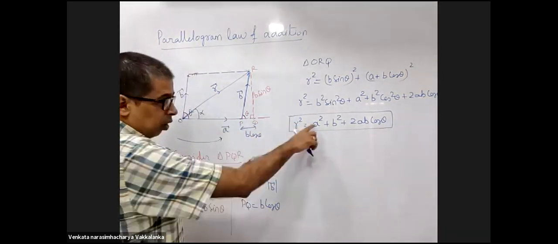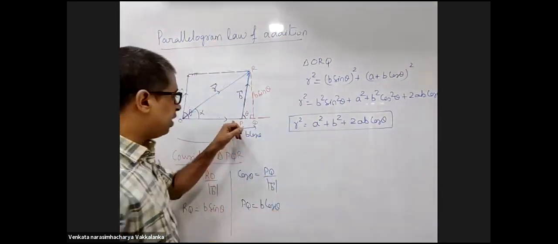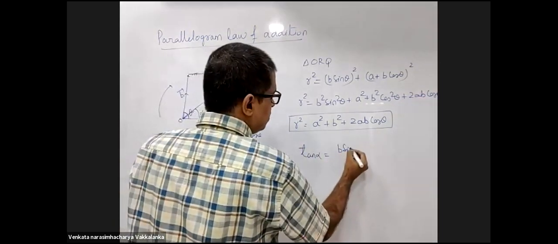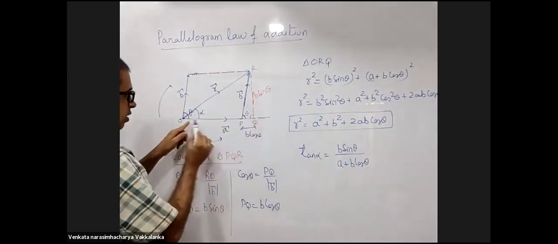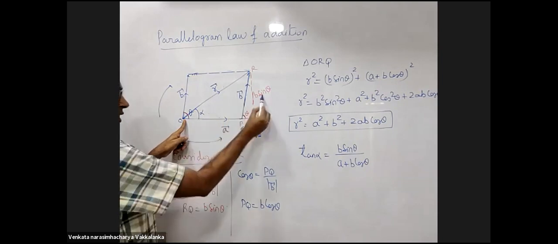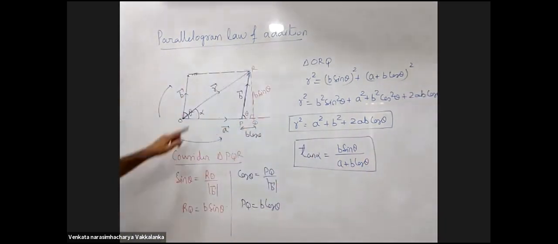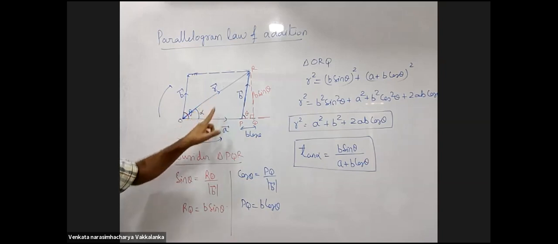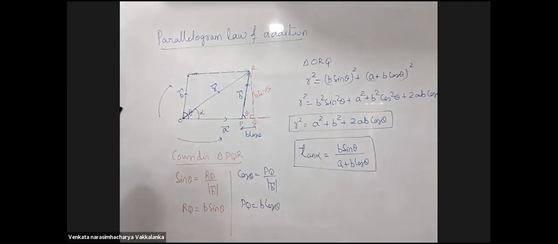r is a vector. So along with the magnitude, you should tell me the direction. How will I be able to tell the direction if I know the angle which it makes with this? Tan alpha is B sine theta divided by A plus B cos theta. I know the magnitude, I know the direction. Don't you think I know the complete resultant?